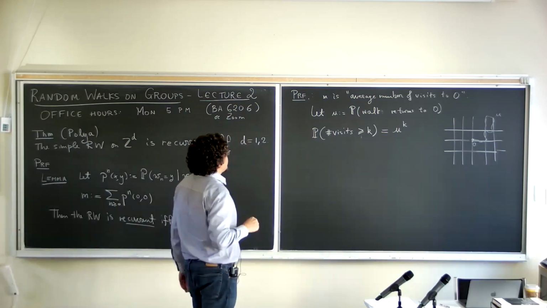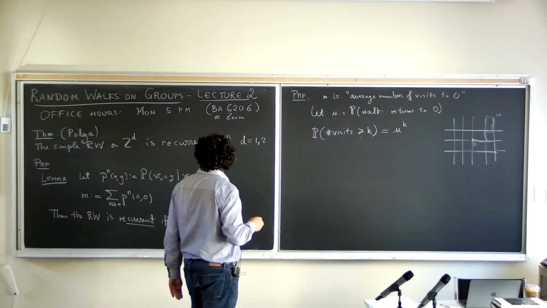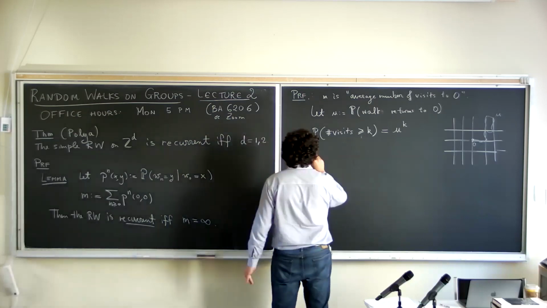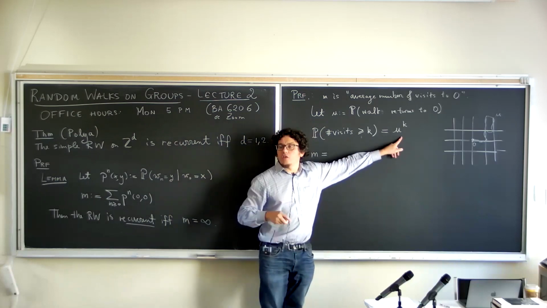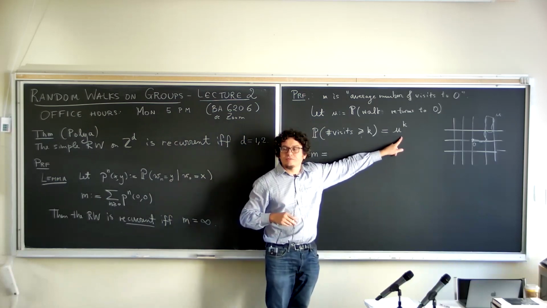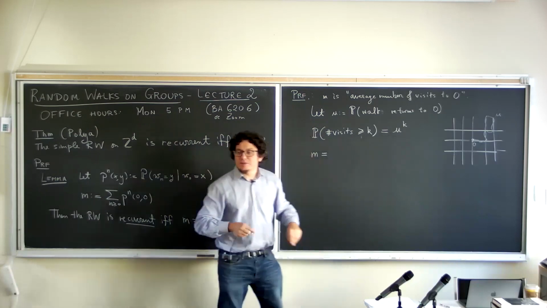Okay, and so now once we have this, it's really clear how we get M. How do we write M as a function of u? Any takers, maybe?